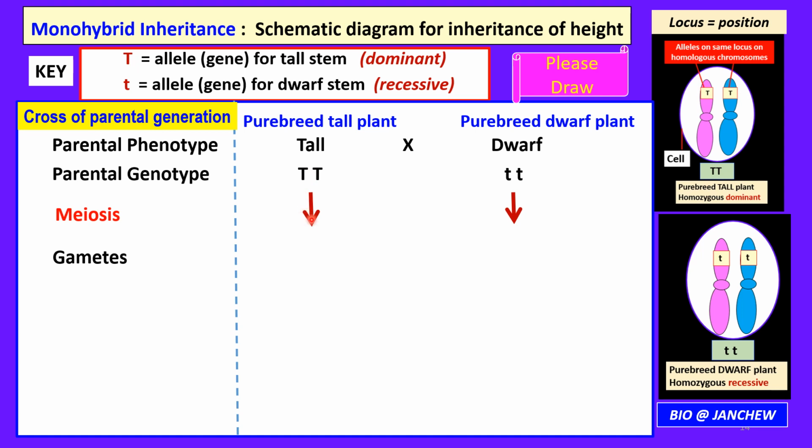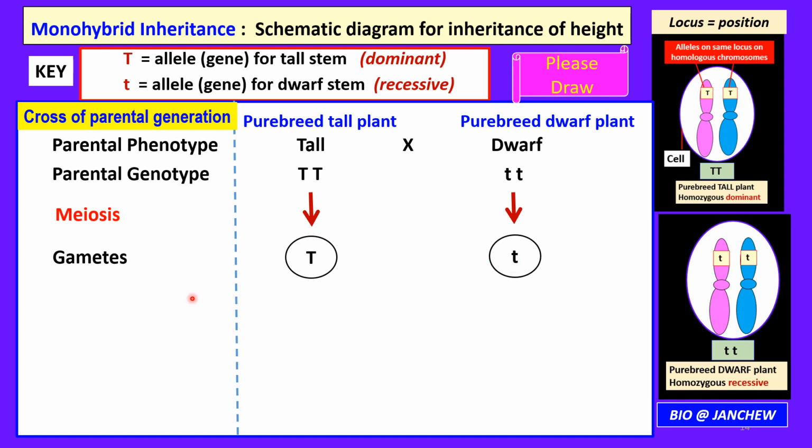So we can draw a circle to represent the gamete and separate these two alleles. Still we'll get only one type of gamete with the allele for tall stem, big T. So we just draw one to represent all the gametes which are the same, that contain the allele big T. Similarly, for the dwarf plant, the two alleles small t separate from each other during meiosis as the homologous chromosomes separate, and so every gamete of the dwarf plant will carry one allele small t.